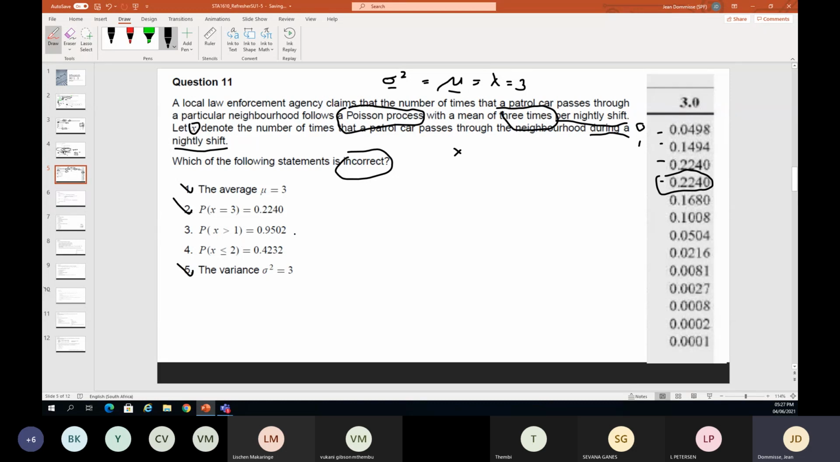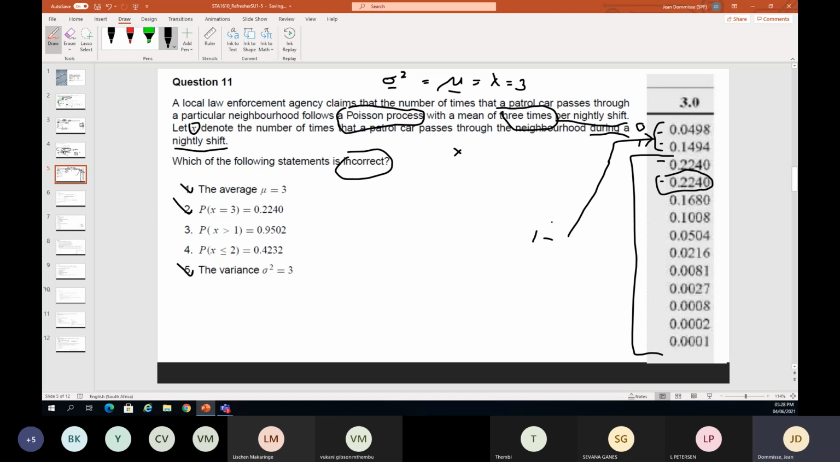So here we need to look at x bigger than 1. So what will we do for x bigger than 1? That will be everything from 2 up until the end, but the easiest way to calculate it is by taking 1 minus the first 2. That will be 0 and 1. Okay, awesome. So 1 minus the first 2.